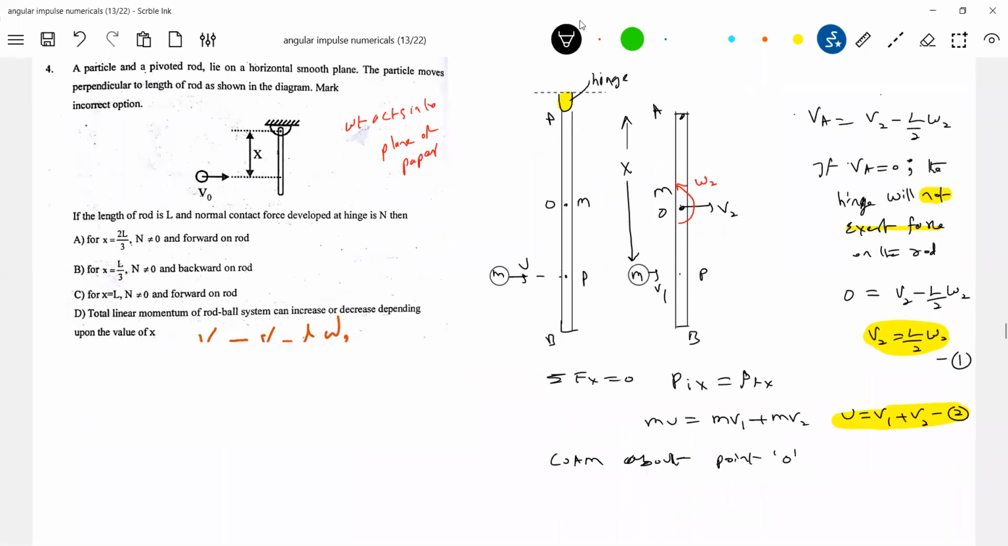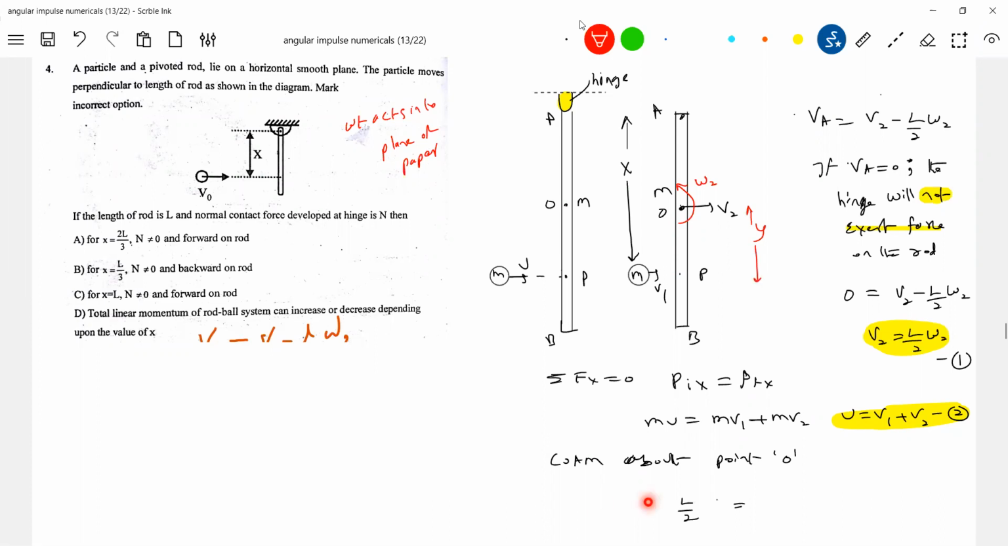We are assuming if such a thing happens, then mu into, so this distance will be how much? L by 2 or x minus L by 2? Why x minus L by 2? The total distance is what? This is x. This distance is L by 2. So this is the perpendicular distance needed, no? To avoid confusion, we will call it y.